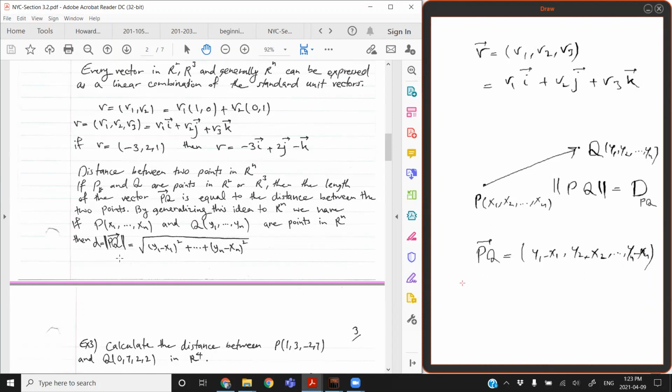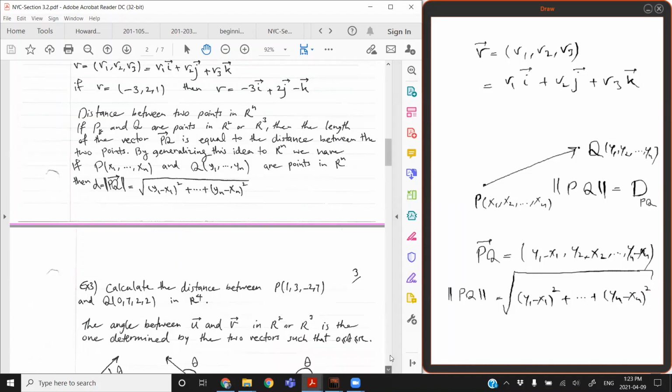Now, what is the norm of this vector, which is the distance between P and Q? It's going to be this component squared plus this component squared all the way to this one squared, and then finally square rooted. So y1 minus x1 squared all the way to yn minus xn squared, and then square rooted. That would be the distance between P and Q.